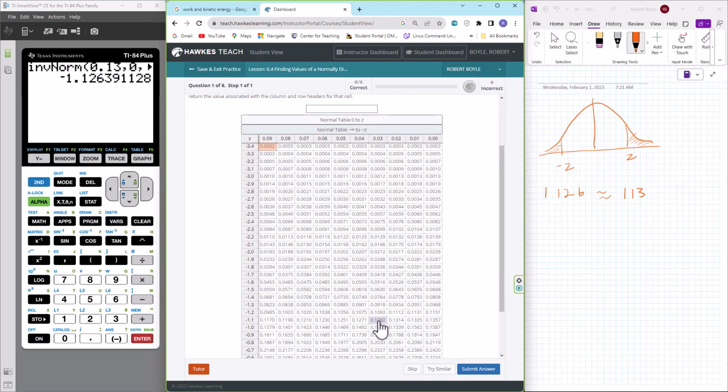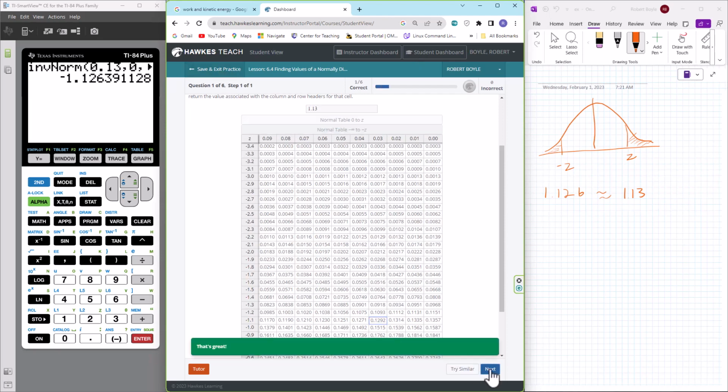0.1. Well, here's 0.129. Here is 0.1292. Here is 0.1314. This one is much closer, and that is negative 1.13. If I click on that, there it is, negative 1.13. But remember, I want the opposite of that, which will be positive 1.13, which is the exact same answer we got here and there. And that's it. We're done.